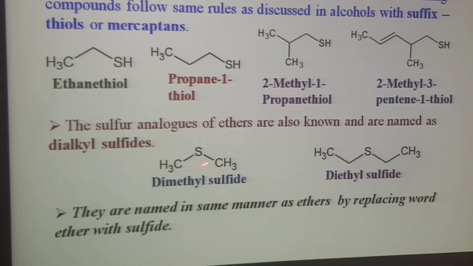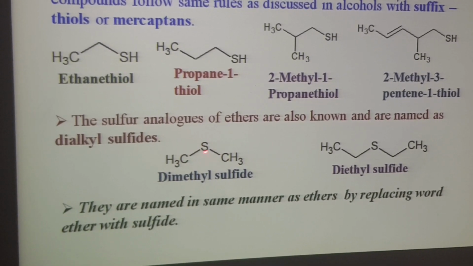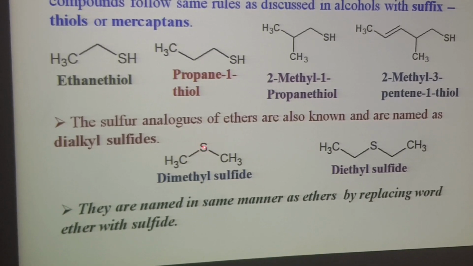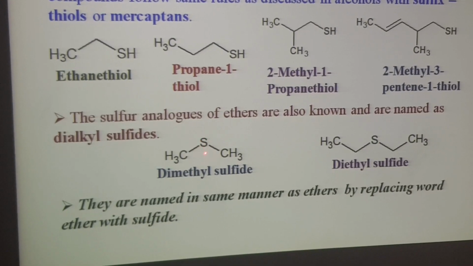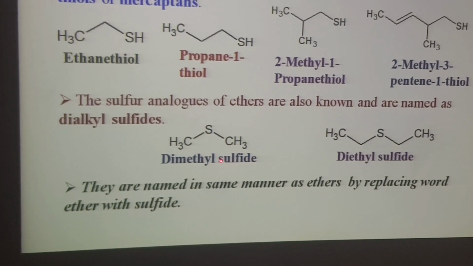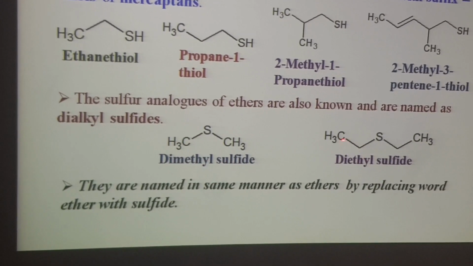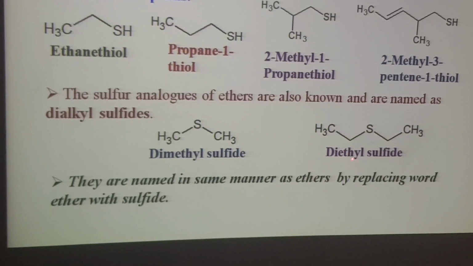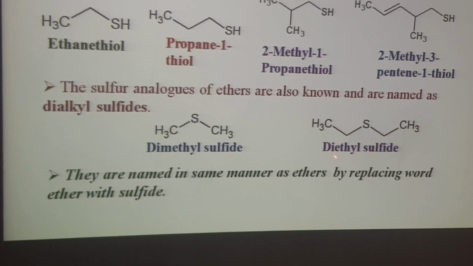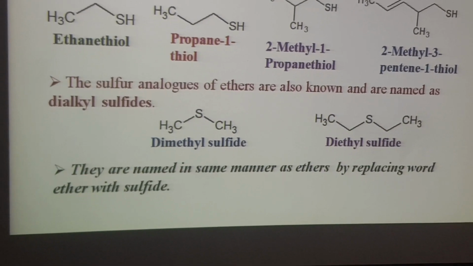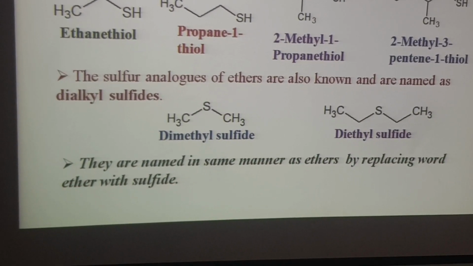If sulfur is attached to alkyl groups, then these are actually analogues of ethers, because if oxygen is present here, then the compound is dimethyl ether. When we name these compounds, we add the word sulfide instead of ether. So the name of this molecule is dimethyl sulfide. Here we have 2 ethyl groups, diethyl sulfide. If we have different groups, for example methyl and ethyl, then it will be ethyl methyl sulfide. They are named in the same manner as ethers by replacing the word ether with sulfide.